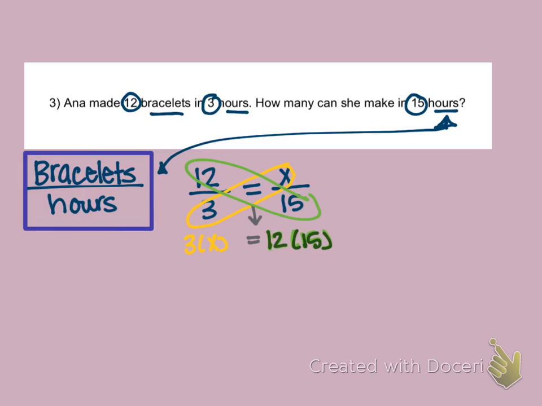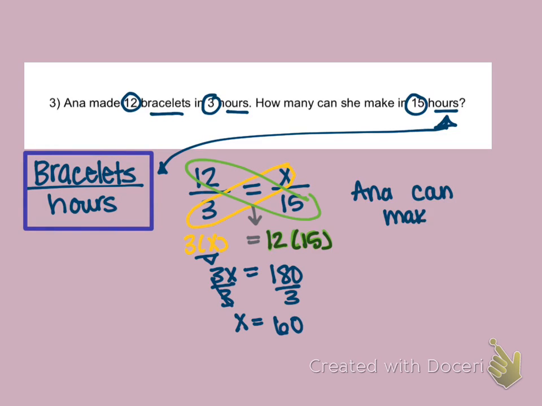Okay, and then we can solve like normal. 3 times x is just 3x, and 12 times 15 is 180. Now our inverse operation of multiplication is division, so we divide, and x equals 60. What does it mean for x to be 60 in this word problem? It means that Anna can make 60 bracelets in 15 hours.